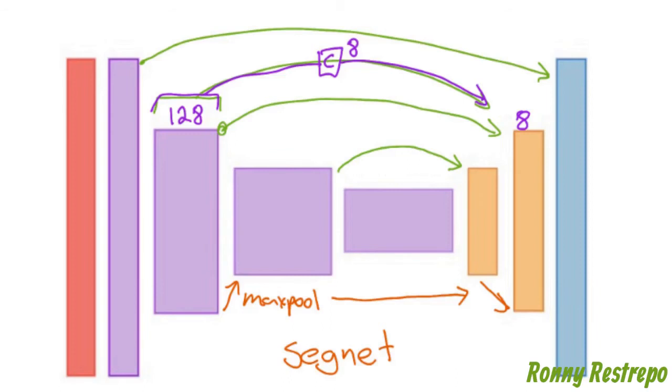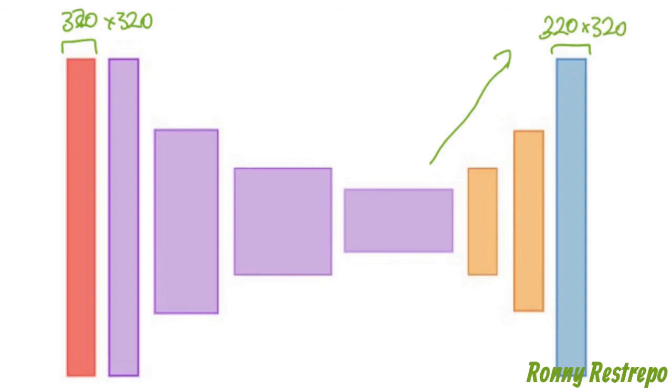Now I'll actually go into a little bit more detail about these indices and the max unpooling operation a little later on. The purpose of the upsampling portion of the architecture is so that we end up with an output layer that has the same spatial dimensions as the original input image. So if we started off with a 320 by 320 image, then we'll have an output layer that also has 320 by 320 along the spatial dimensions.